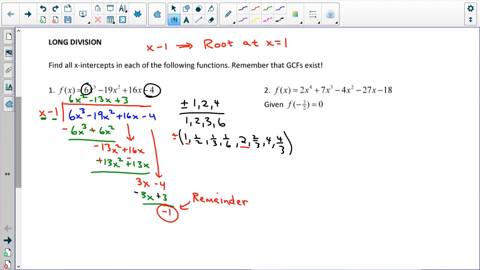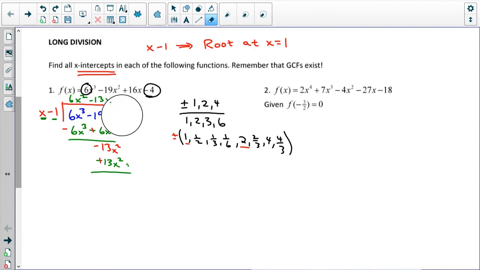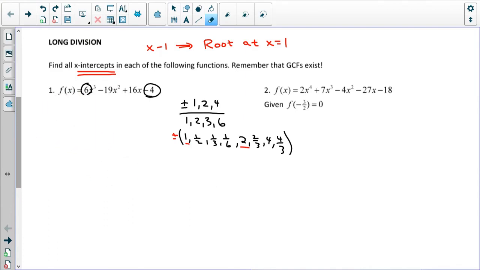Anytime I have a remainder, that means that I do not have an x-intercept. Remainder means I don't have an x-intercept. I want my remainder to be 0. If my remainder is 0, that means it evenly divides it, and that means it is a factor. So that one doesn't work. The next one I'm going to do will work.